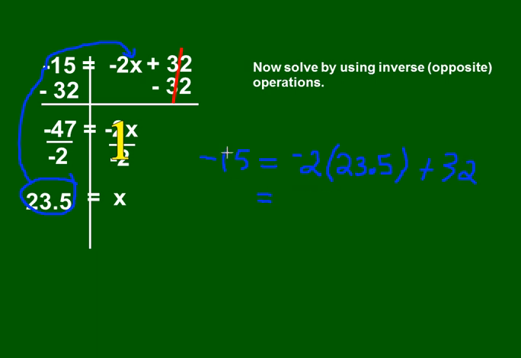On the left side, we have negative 15, and then in my calculator, I would punch negative 2 times 23.5 plus 32 and hit the equals button, and you should have gotten negative 15. This step here, just plugging it in and checking it, helps you to know that you got this right. If both of these numbers, or the number on each side of the equal sign is the same, then you know you have this correct.